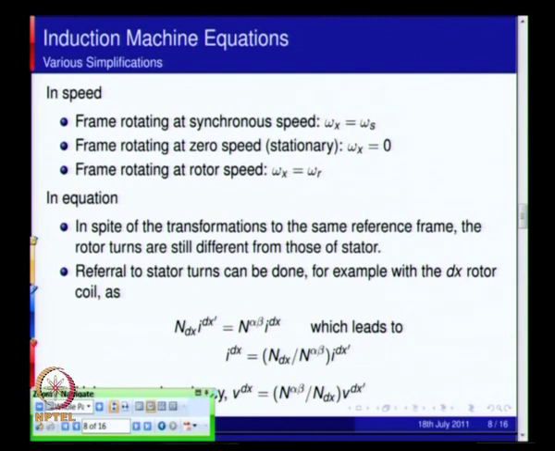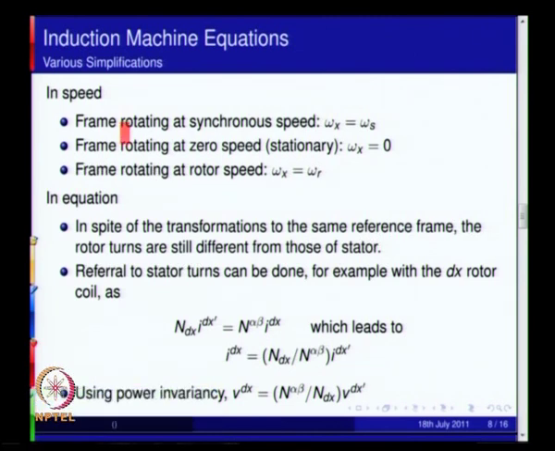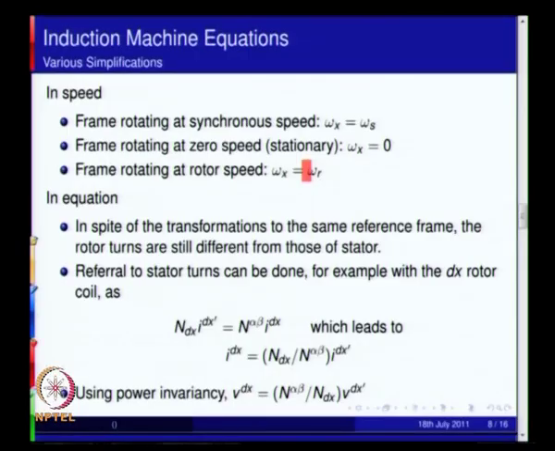and therefore one can arrive at various simplifications of that equation. If you want a reference frame rotating at synchronous speed, you would then put omega x equal to omega s, which is the synchronous speed. If you want a frame rotating at 0 speed, that is a stationary frame, you would put omega x equal to 0. In some cases it may be good to do the whole analysis in terms of a reference frame fixed to the rotor, in which case you would put omega x equal to omega r.